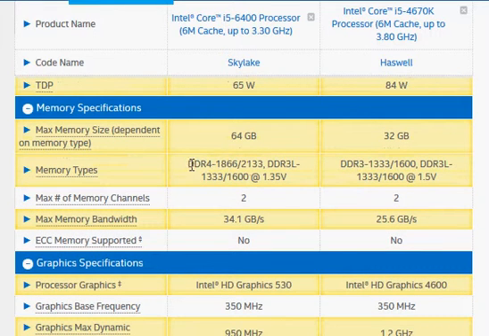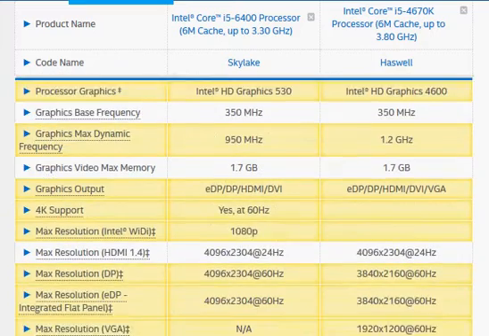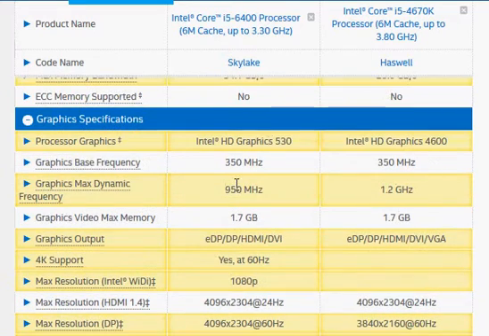The Skylake has DDR4 that works at 1.2 volts versus the Haswell, which has DDR3 that works at a higher 1.5 volts, and that will give us some power saving for Skylake. We have a newer HD Graphics 530 in Skylake, which is only marginally better than the HD Graphics 4600.